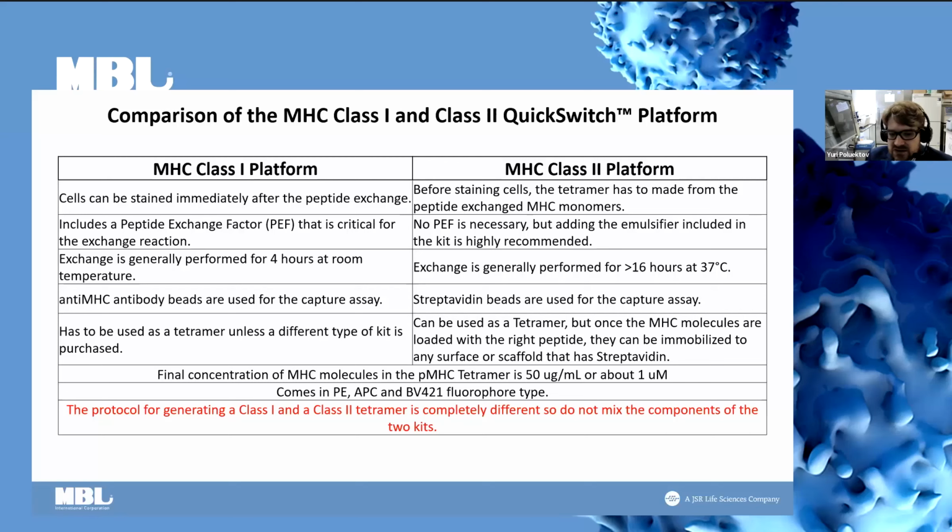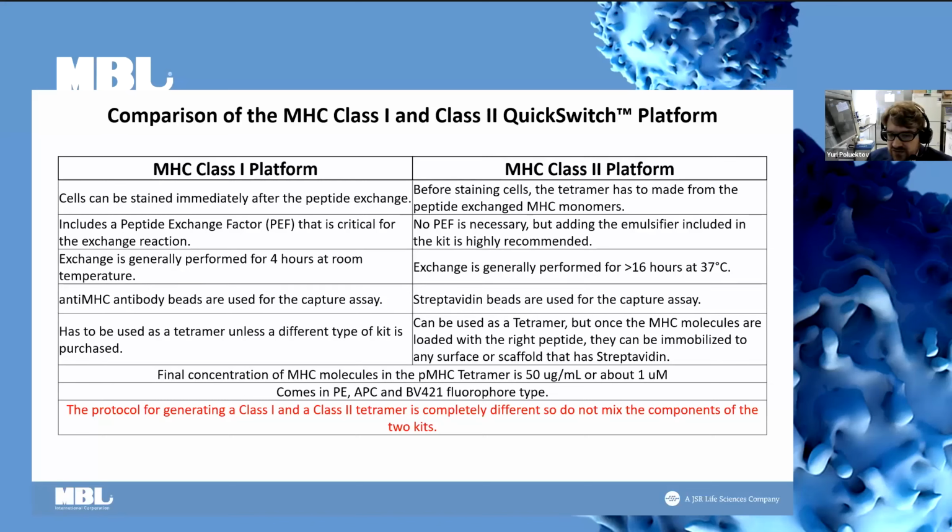The class 1 kit uses anti-MHC antibody beads for the capture assay, and the class 2 kit uses streptavidin beads. Unless you order a special monomer kit for the class 1 MHCs, you will have to use the MHC molecules in the form of a tetramer. With the class 2 kit, once the MHC molecules are loaded with the right peptide, they can be immobilized to any surface or scaffold that has streptavidin.